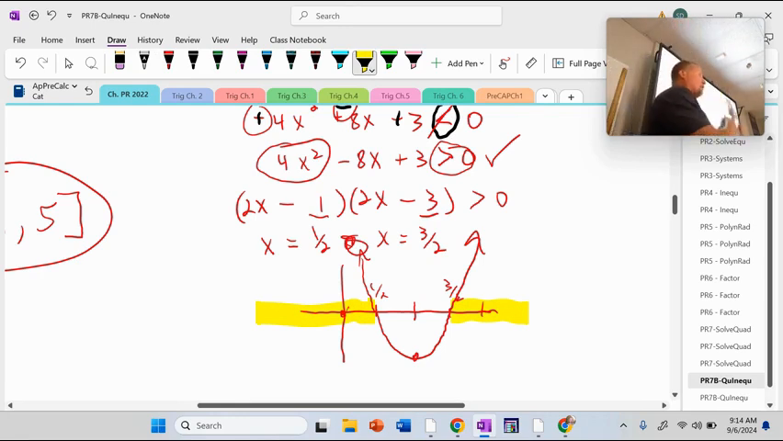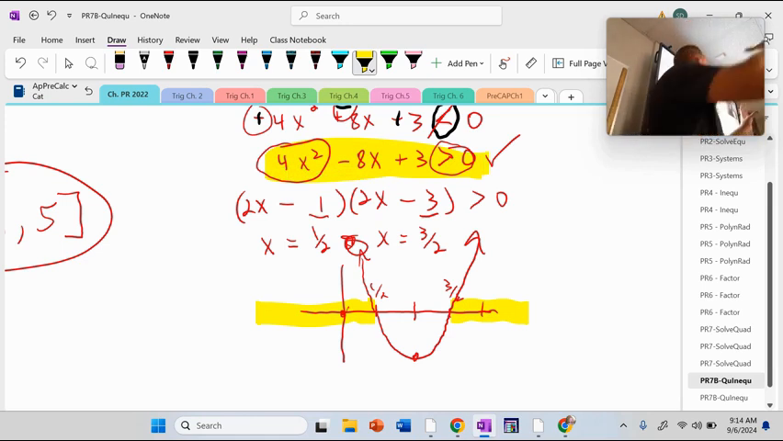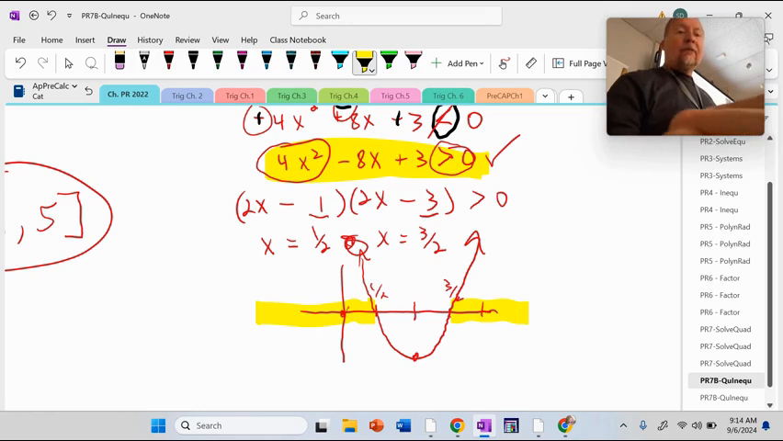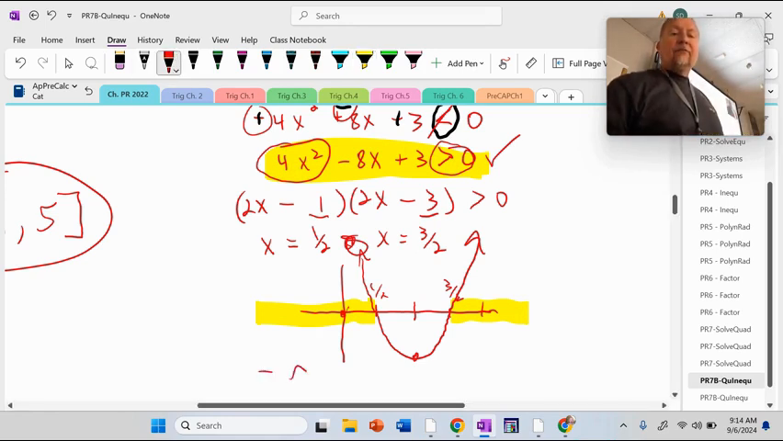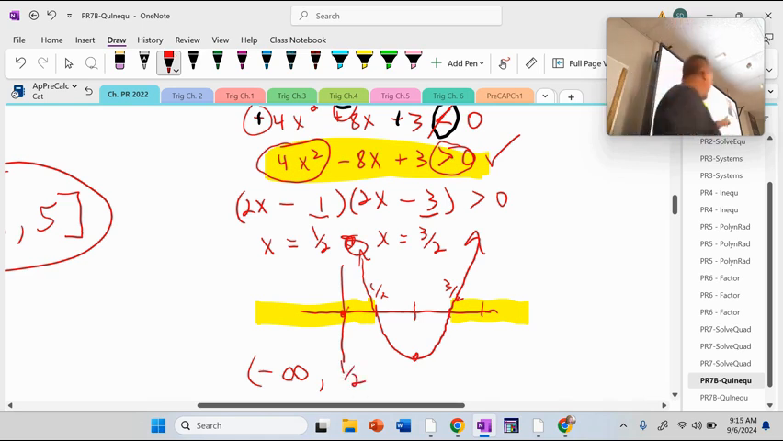Those are the x's that create positive outputs because I'm now dealing with this equation here. A parabola facing up after I multiply by a negative, and now it's greater than 0. So how do I write this? It's very simple. The number way out here is -infinity, all the way up to 1/2. By the way, what should 1/2 have? A bracket or a parenthesis?